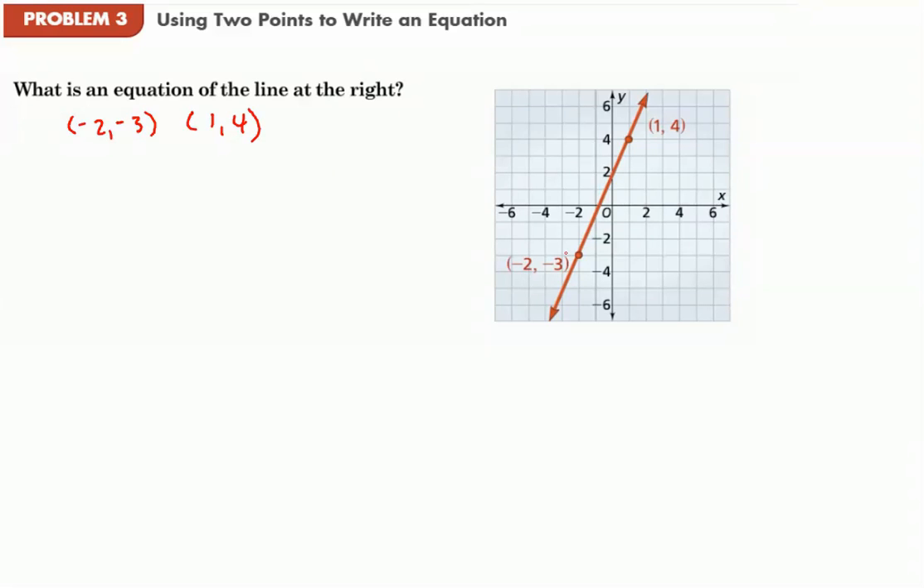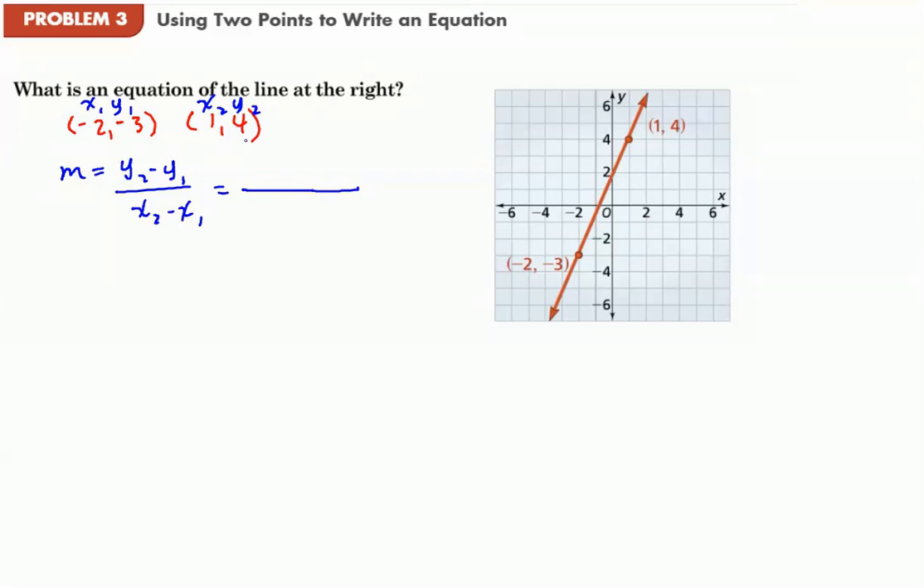Okay, so the first thing is I can find our slope. You can use the graph, or we can use our formula, which is m equals y2 minus y1 over x2 minus x1, and we would label these points. It doesn't matter which ones you label, so I'm just going to call this x1, y1 and x2, y2, and I'm going to go ahead and substitute those values in.